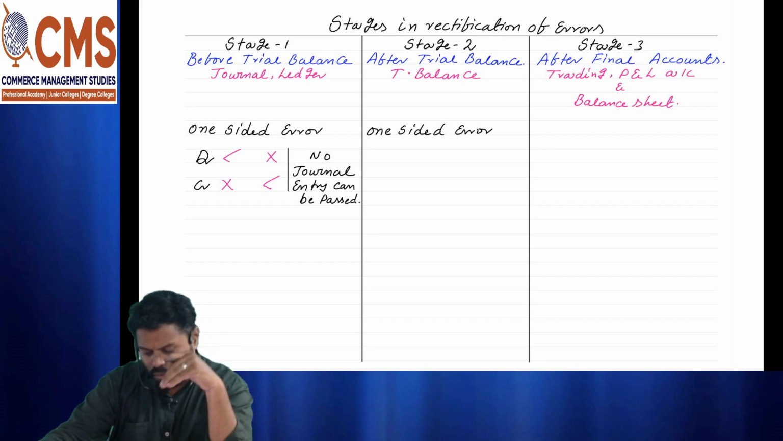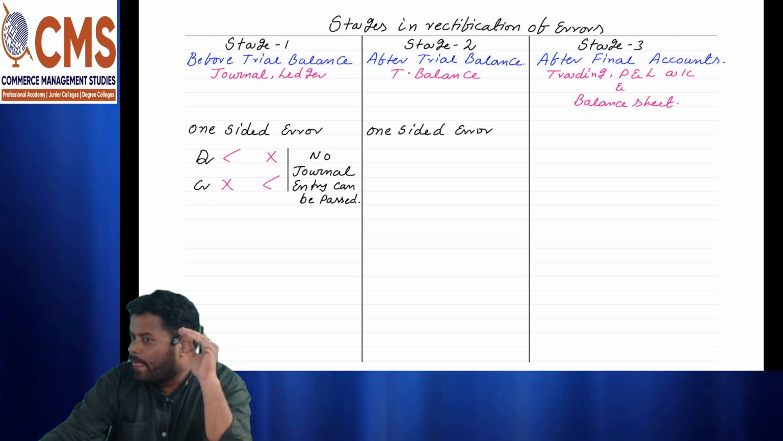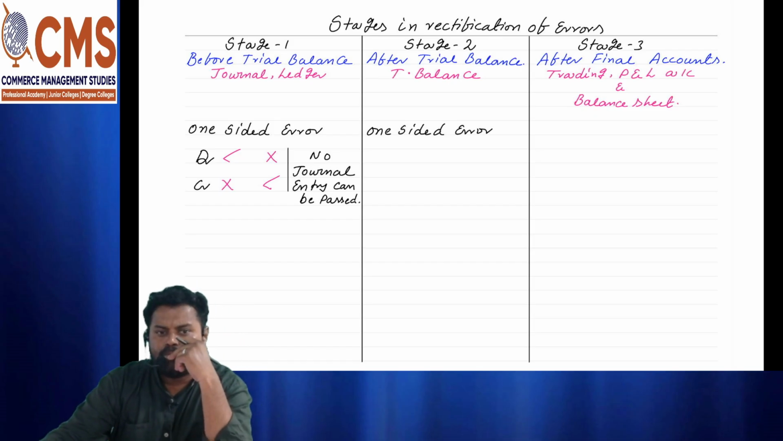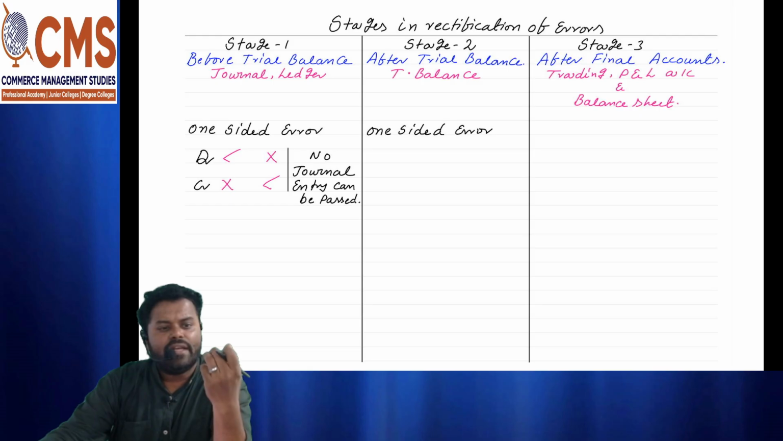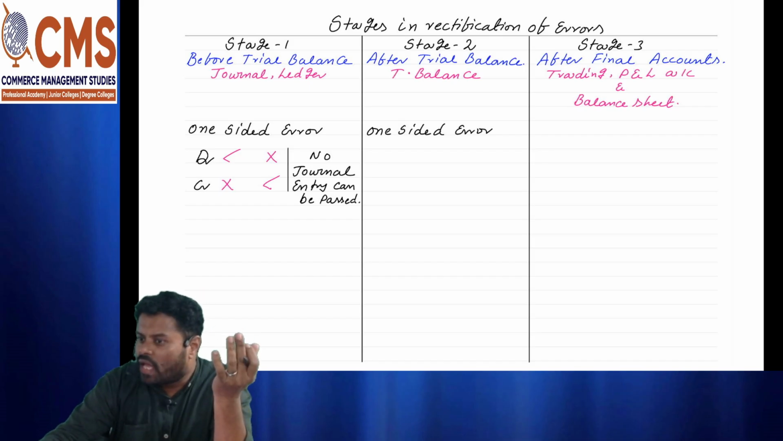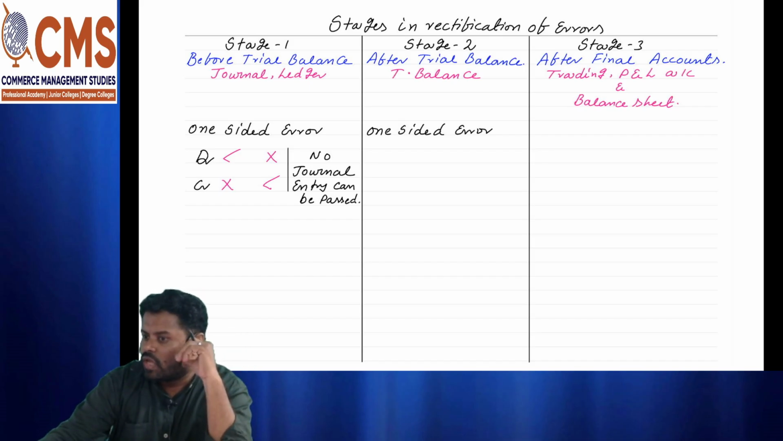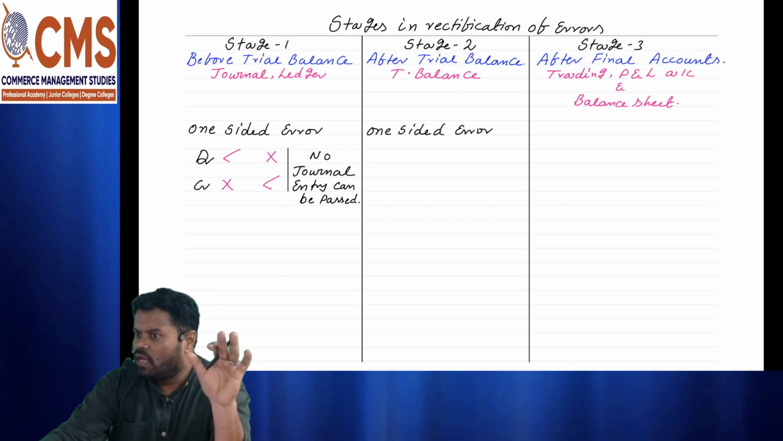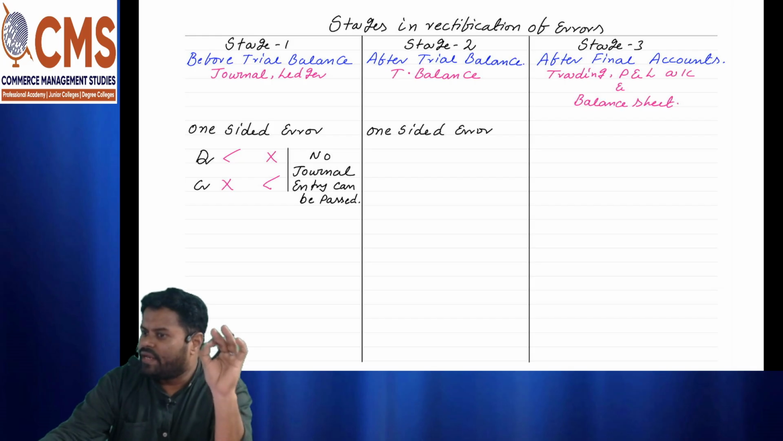Correct. Now, in this case, can I pass a journal entry completely? Can I write a journal entry? Why? In order to write a journal entry, you should have a scope for debiting one account and crediting the other account. See, in the cash book, this guy wrote it as by purchases. After that, he gave the effect in purchases. Now the question is very simple. Can I write a journal entry now?